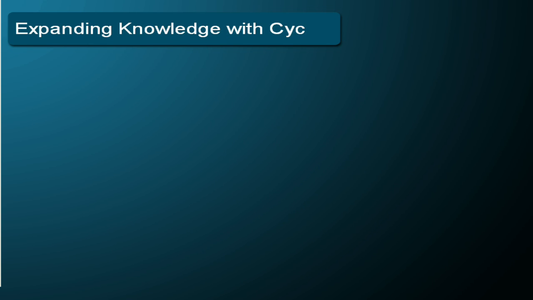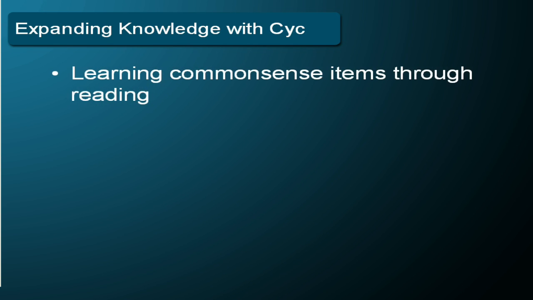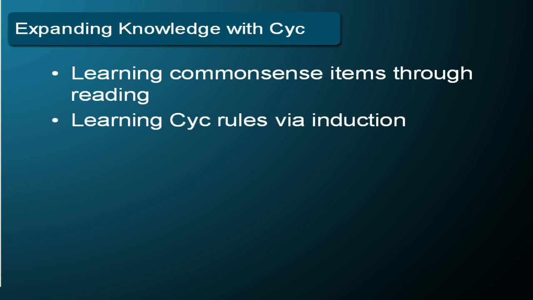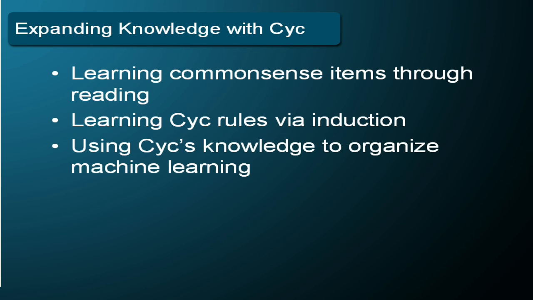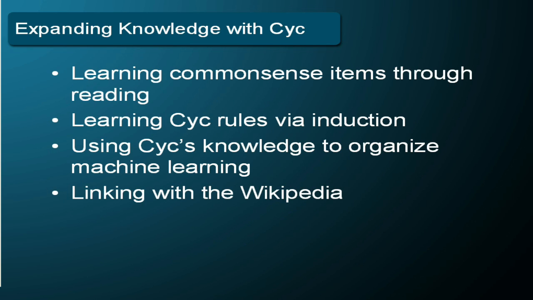The other major theme in our work has been using Psych's existing knowledge to expand Psych's future knowledge in various ways. These include learning common sense associations via reading, learning rules via induction, using Psych's existing knowledge to organize various machine learning tasks, and linking existing concepts in the Psych KB with Wikipedia articles for future knowledge extraction.